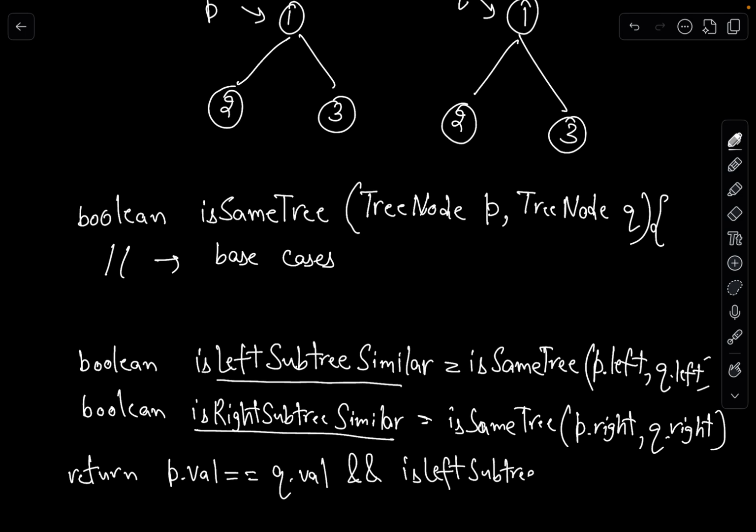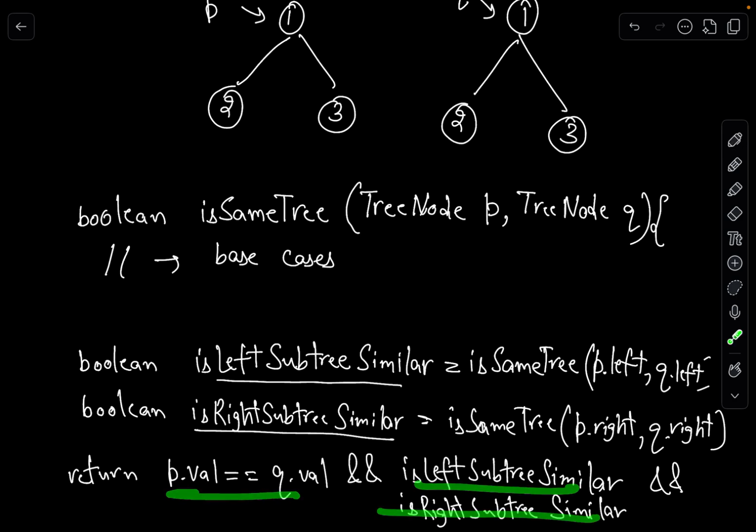subtree similar and you have to check is right subtree similar. If this is true, then you have to return true. Otherwise, if any of this is false, you just have to return false.